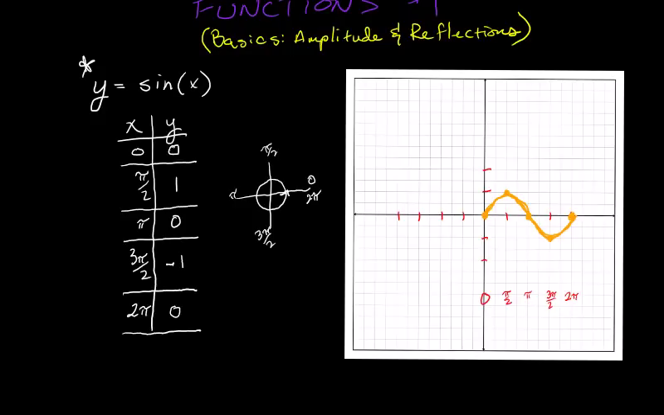And so this is what we would call one period of a sine function. It would go from 0 to 2 pi. So a sine function has a period of 0 to 2 pi, and so we would just say it as a period of 2 pi.